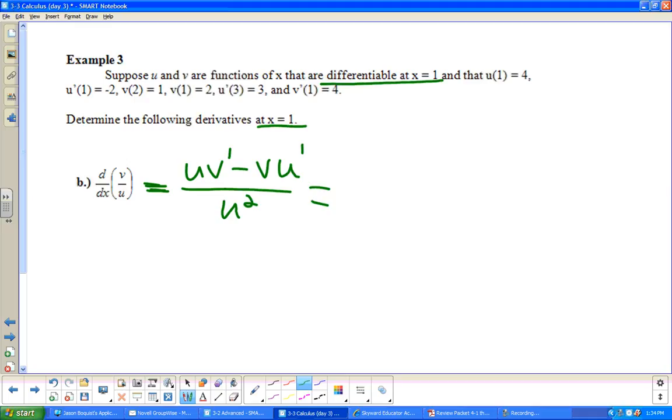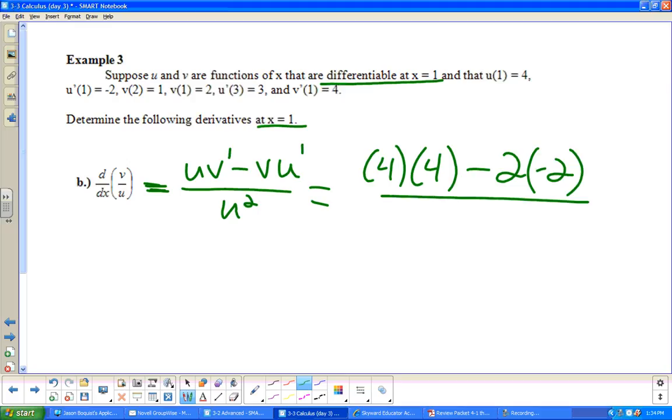And so u of 1 would come first, which is 4. And v prime of 1 is 4. Those of you that were clever probably realized you just had to work with the stuff you had previously on the other problem. V of 1 is 2. And u prime of 1 is negative 2. All over u of 1, which is 4, squared. So what do we got here?